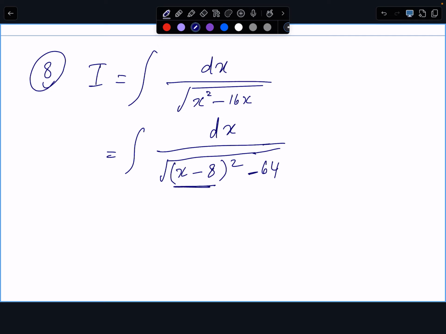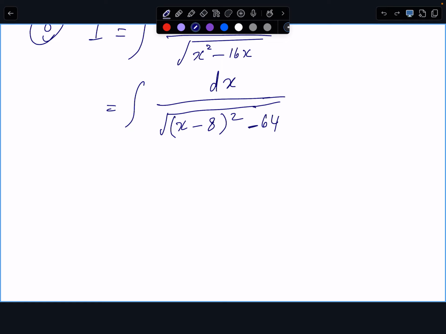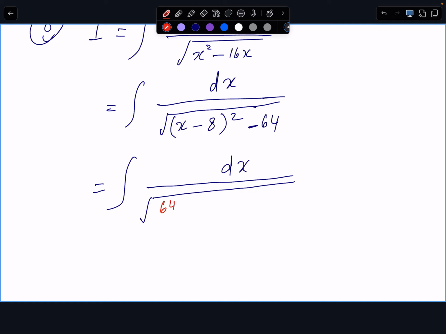الحين هذا راح اضرب في كم 64 بالازرق و divided by 64، 8 square معناته كم 64.